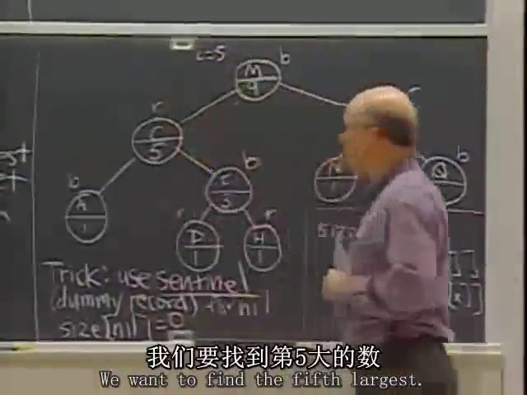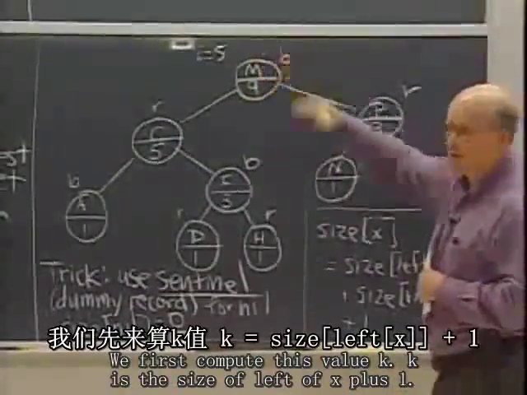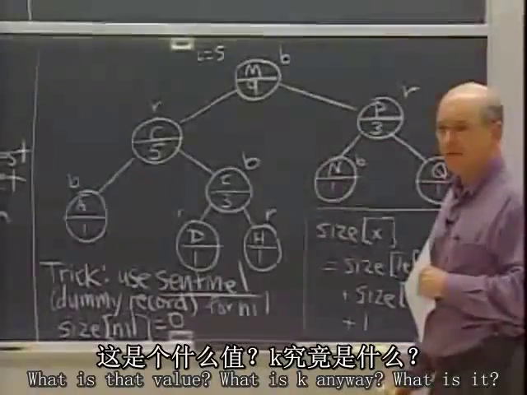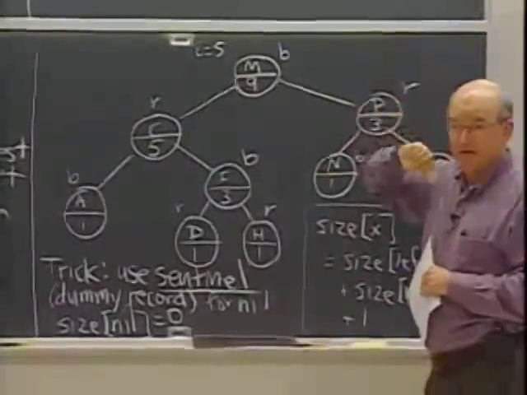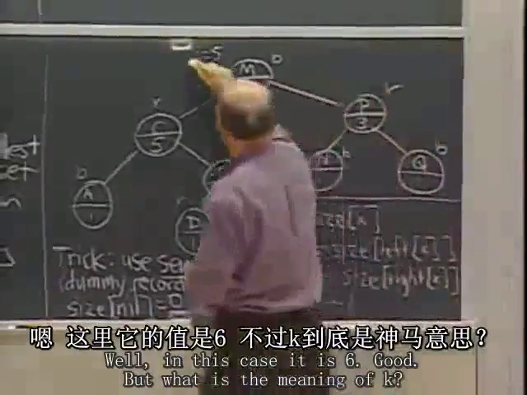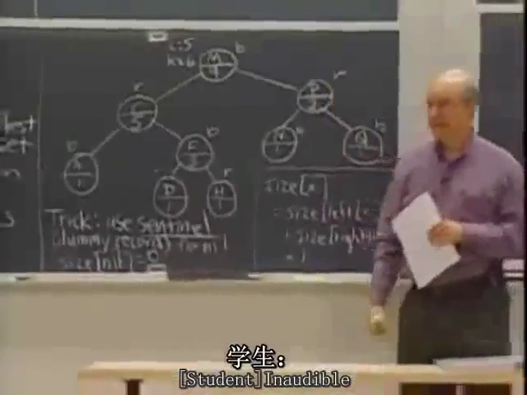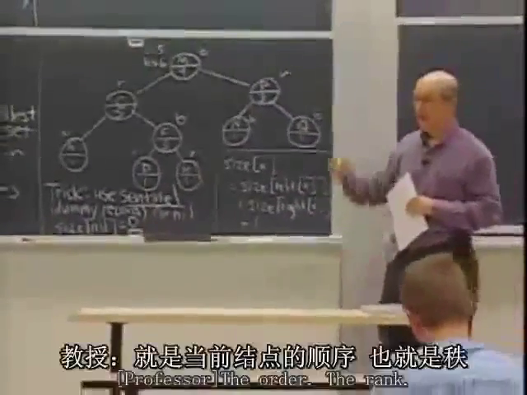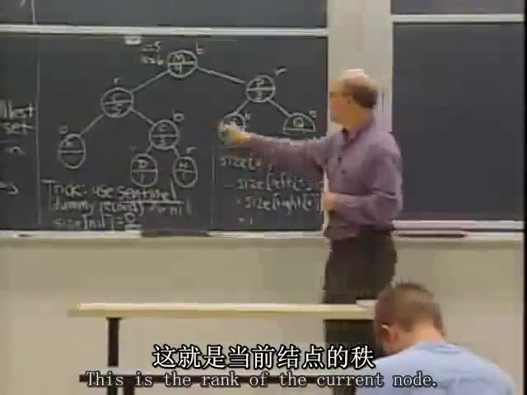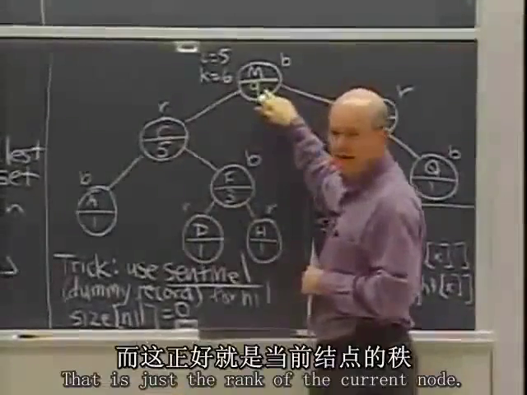We want to find the fifth largest. So we first compute this value k. k is the size of left of x plus 1. What is that value? What is k anyway? Well, in this case, it's 6. Good. But what is the meaning of k? The rank. Yes. Good, good. The rank of the current node. So k is always the size of the left subtree plus 1. That's just the rank of the current node.